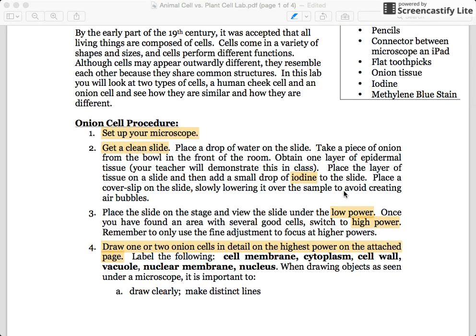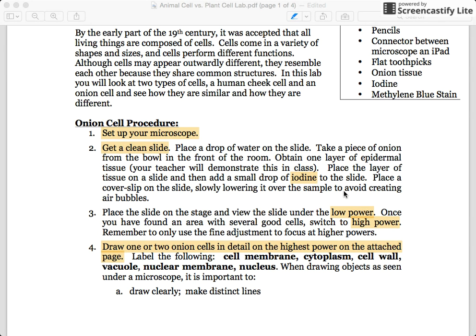So, the onion cell procedure. What you're going to do first is set up your microscope. Then you're going to get a clean slide. Place a drop of water on the slide. Then take a piece of onion from the bowl in the front of the room. Obtain 1 layer of epidermal tissue. This is just the thinnest layer that you can get from an onion.